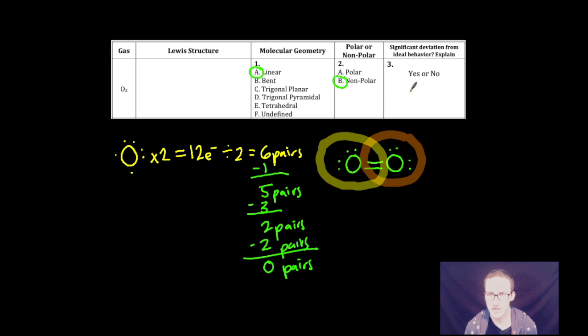And so ultimately, based on polarity alone, we would indicate that this gas would not deviate significantly from ideal behavior, due to the fact that it's a non-polar molecule. Yes, there are London dispersion forces that act between molecules of oxygen, like all molecules, so there will be some deviation, but based strictly on polarity, we would say no.